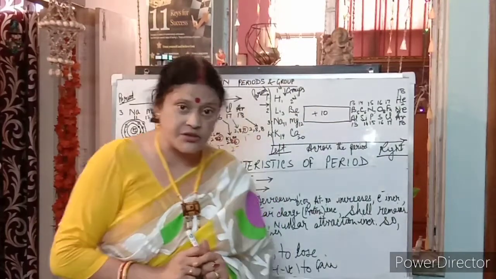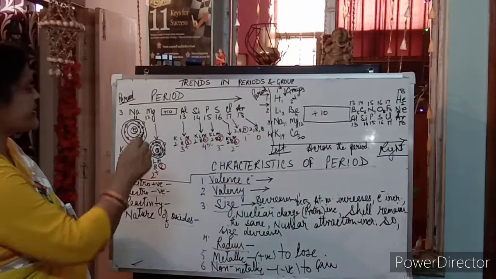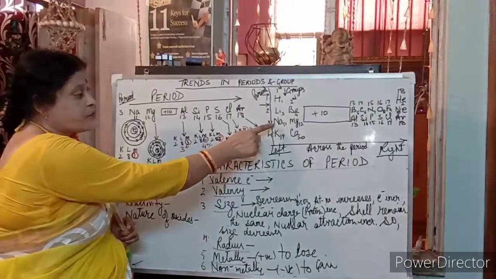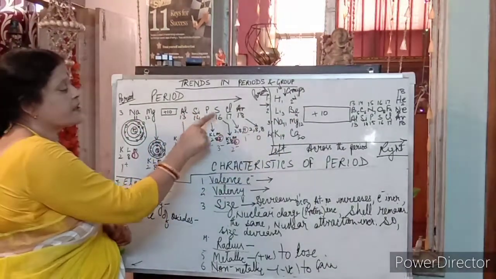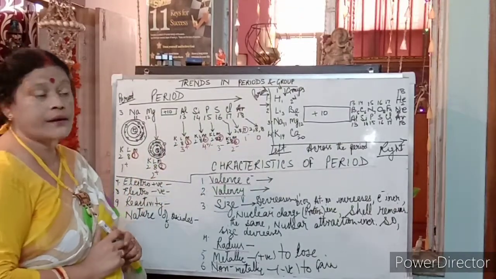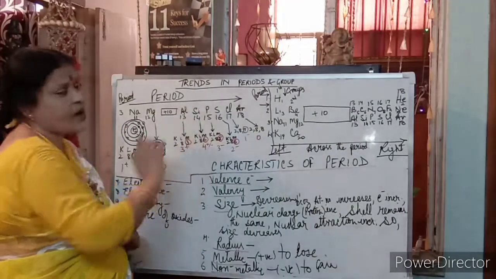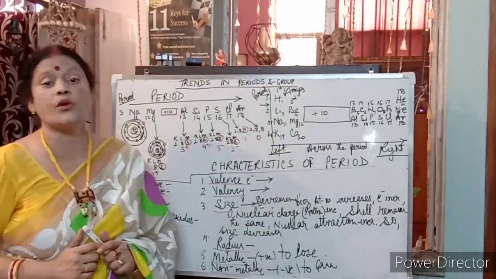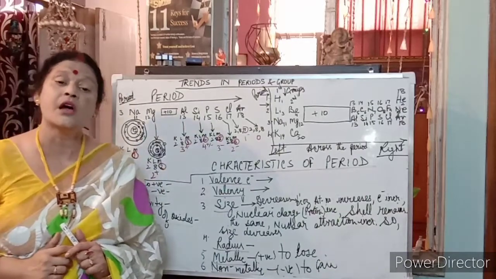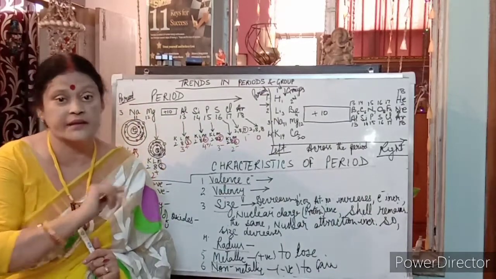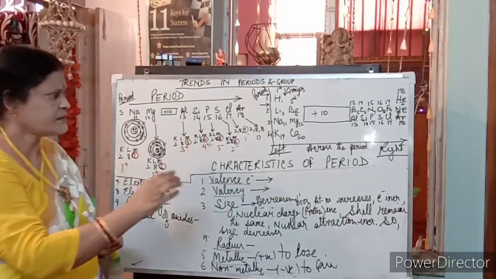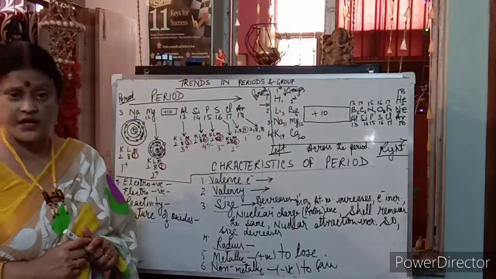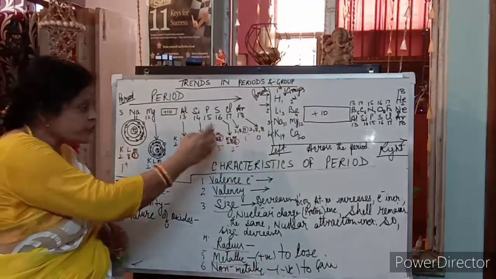Now, before the first characteristic, I will take one example of the third period. Suppose this is the third period: sodium, magnesium, aluminium, silicon, phosphorus, sulfur, chlorine and argon. I have taken one line to explain this. All the elements moving from left to right will show the same characteristic property, except that in between there are some variations, which are not in your syllabus.